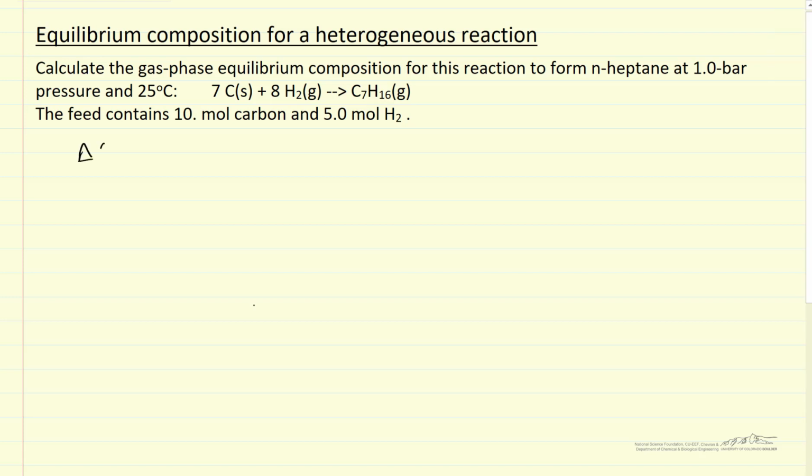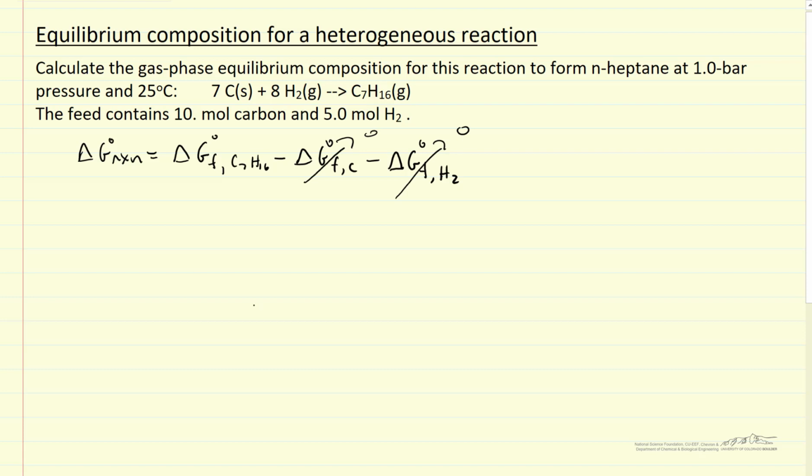And so delta G of reaction at standard conditions is just the delta G of formation of the product, heptane, minus delta G of formation of the two reactants. Now, because hydrogen and carbon are elements, the delta G of formation are 0, and so this just becomes a value we can look up in a table. Since we're at 25 degrees C, this is 8.2 kilojoules per mole.